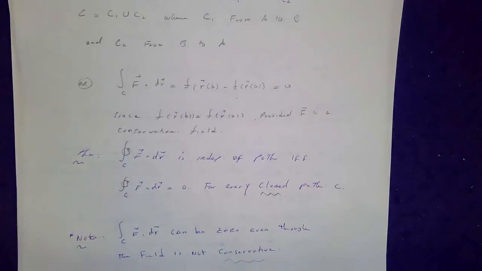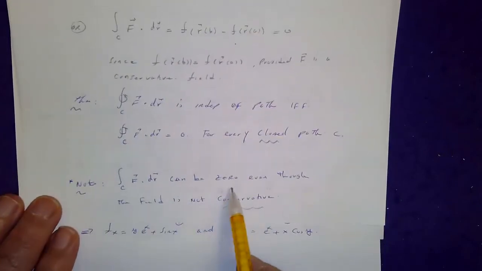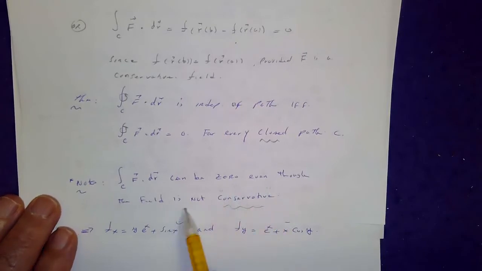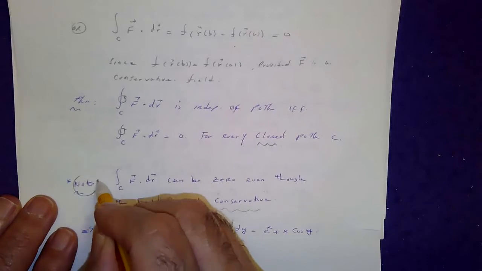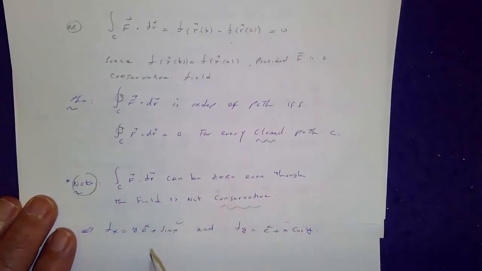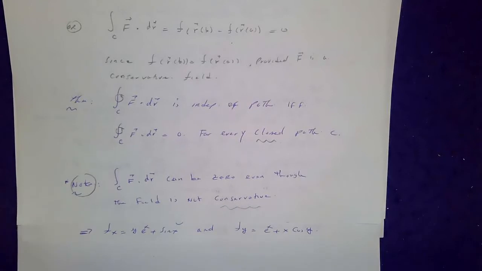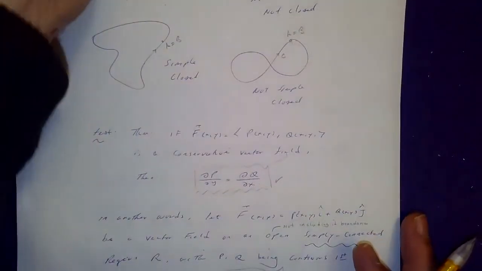Do you see it? So the line integral can be zero even though the field is not conservative. Be careful. Sometimes you may get a zero line integral even though the field is not conservative. So you may come across that kind of scenario.